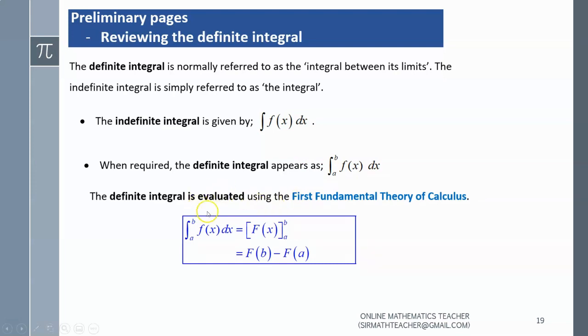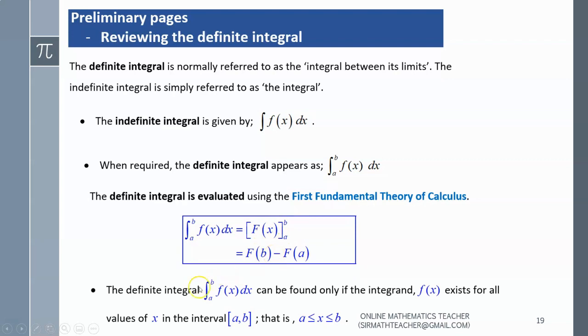If you remember your units earlier in your more elementary maths, you find your primitive function and then you evaluate your terminals by subbing in b to your primitive function and subbing in a and subtracting the 2. A definite integral can be found only if the integrand f(x) exists for all values of x in the interval [a, b], that is, between values of x that are between a and b inclusive.